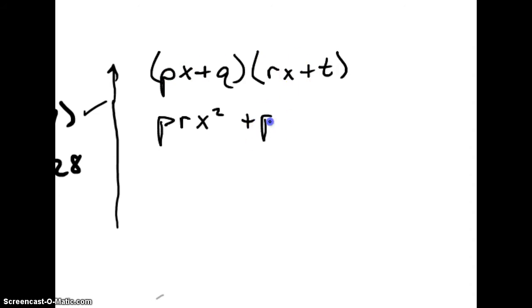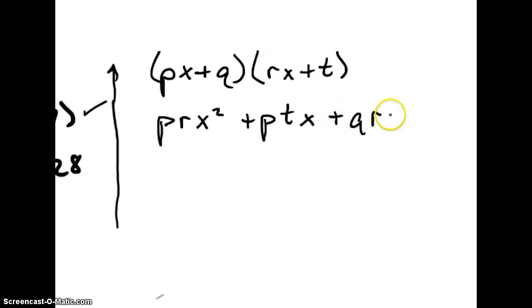Let's simplify this. Let's multiply these two polynomials together, and we get pr times x squared plus, I take px times t, and I get p times t times x. I'm leaving my variables at the end for this. These things are coefficients, and the x is really my only variable. So that's why I'm leaving my x at the end each time.